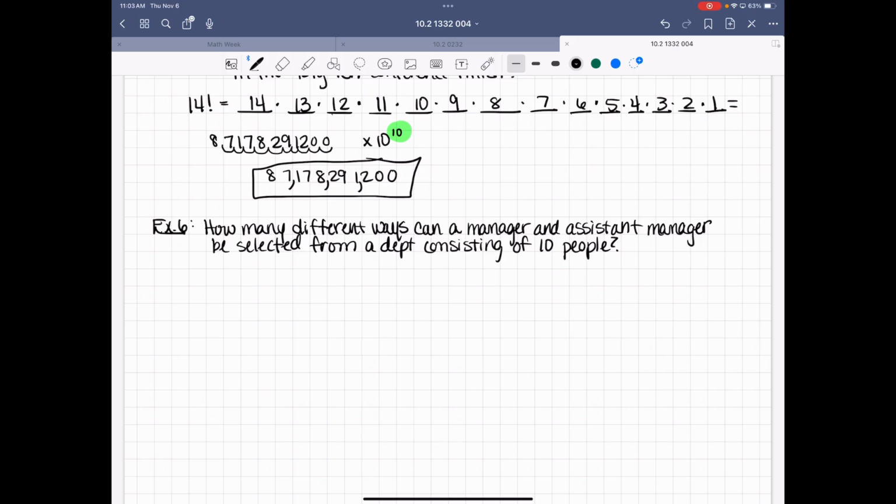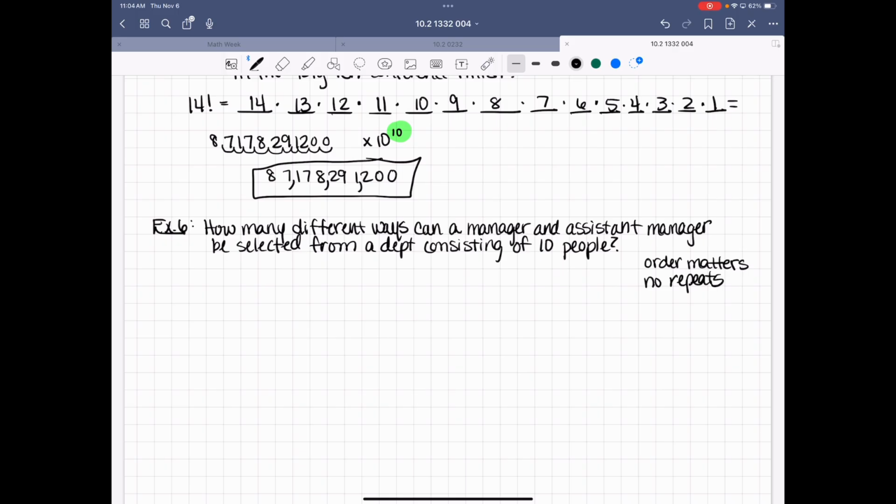Here's the thing. Order matters here, right? Order matters. And can anyone repeat? No, because if I'm chosen as manager, then I can't be chosen as assistant manager, even though probably some of the places you work, whoever the boss is tries to be the bossiest boss. Anyway, but we won't go into that. Technically, they have 2 different jobs. 2 different people should fulfill those jobs. No repeats.